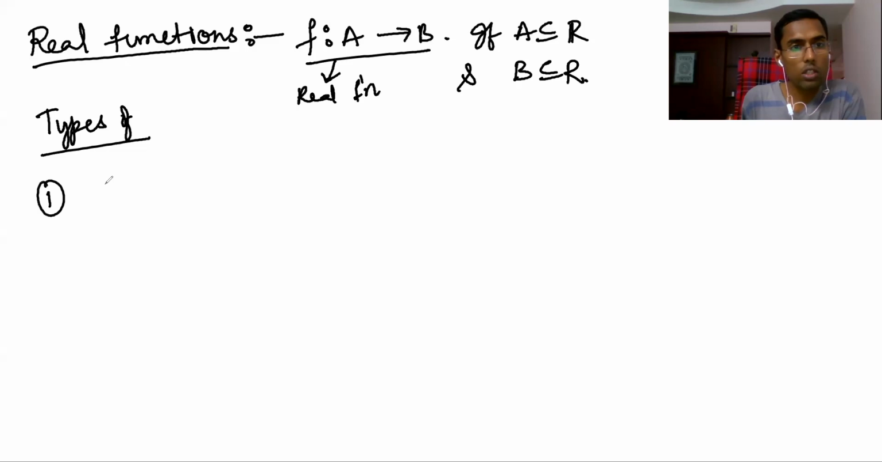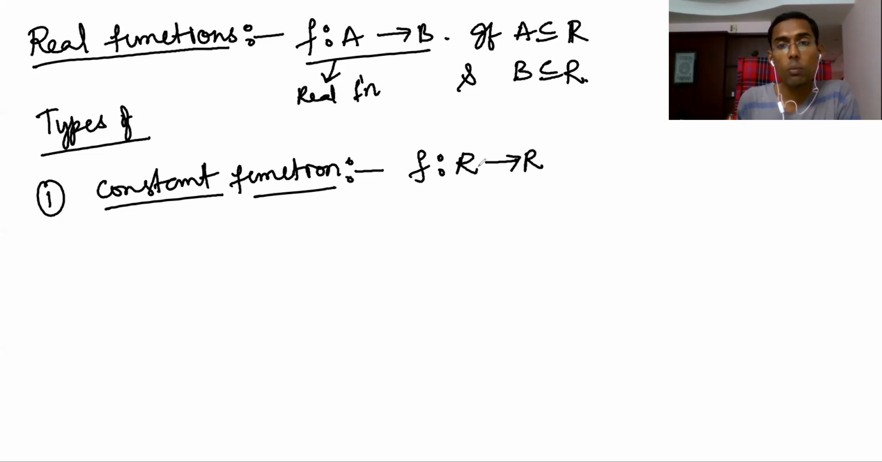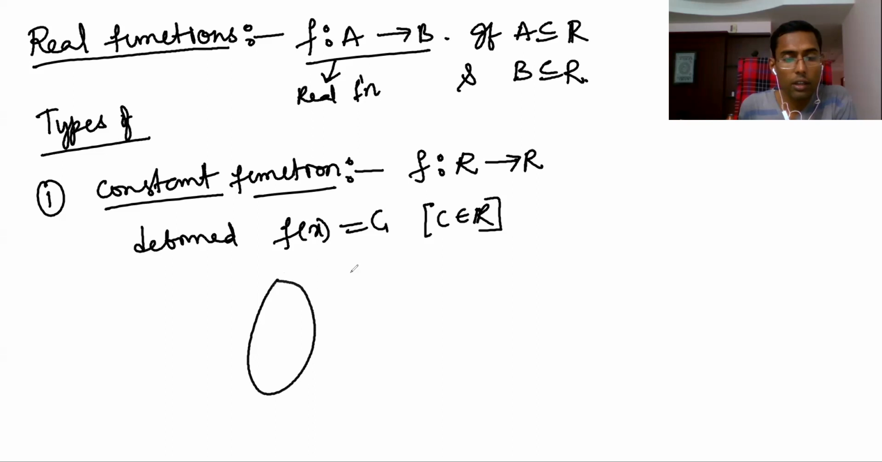Now among these real functions, the types of real functions: the first one is constant function. Everybody should take these notes. What is this constant function? f is a function from R to R, from real numbers to real numbers, defined as f of x equal to some constant. Where this constant is any real number.